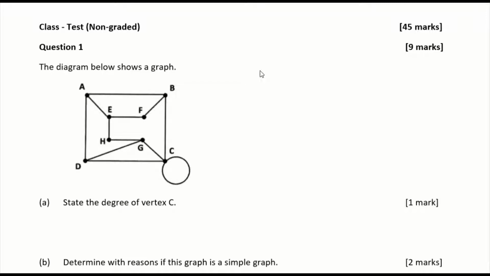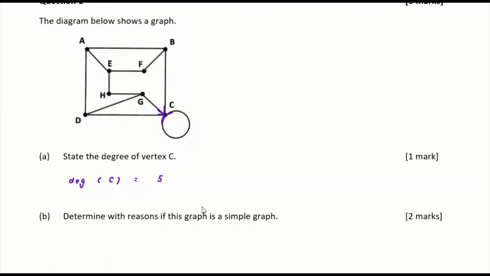The diagram below shows a graph. State the degree of the vertex C. The degree means how many edges are incident, that is adjacent, to the vertex C. In this case you can see there's 1, 2, 3, and remember a loop is counted as 2. So 1, 2, 3, 4, 5. So the degree of vertex C is equal to 5. It doesn't need to be written in full; as long as you mention 5, you can mark yourself for the 1 mark. Remember to mark yourself and calculate the marks by yourself.